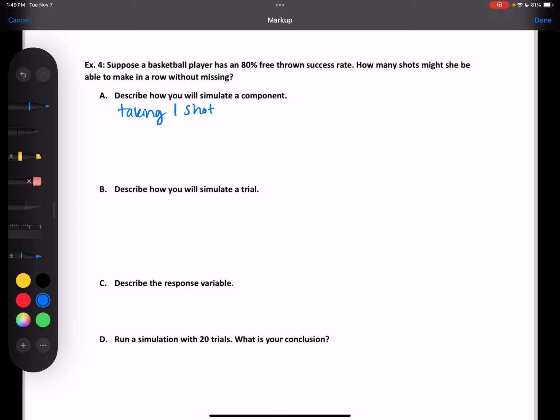We're going to use random integers from 0 through 9. I'm going to do this one with the random number table, so you're going to need that. Where 0 through 7, because that's going to be 80%, is basically a success, a good shot. And 8 and 9, because that would be the other 20%, is a miss.